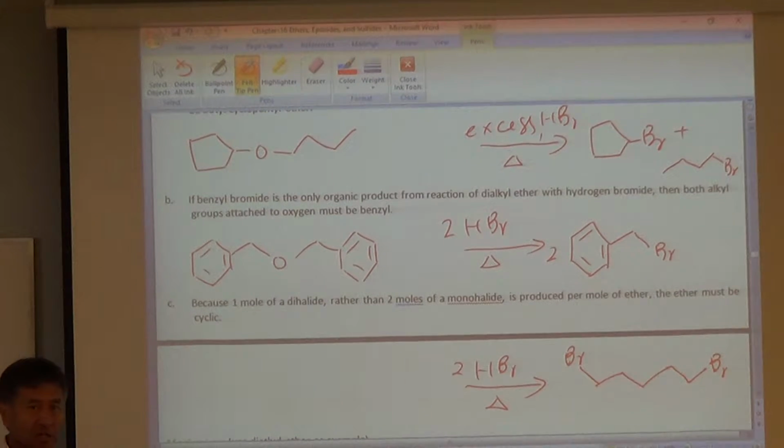Right? The cyclic ether has 5 carbons and 1 O, that means you have a 6-member ring. It looks like a benzene. Okay? But one of the carbons.